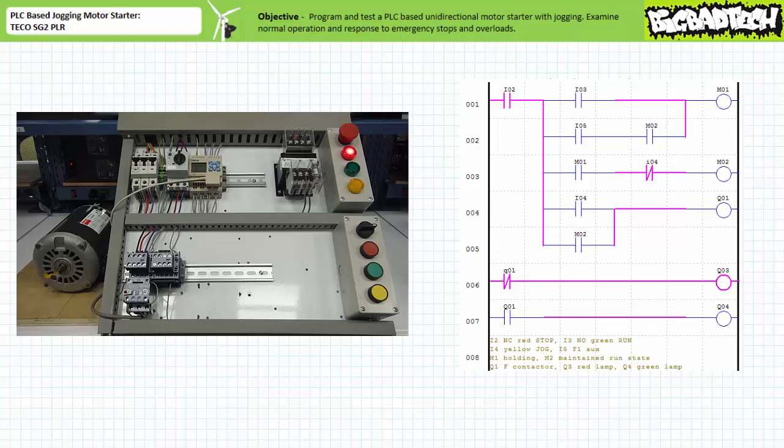Output Q1 is not asserted and the red pilot lamp is on and the green pilot lamp is off. When the green run push button on input 3 is closed, the F contactor coil is energized, the F primary contacts close, and the motor turns on.